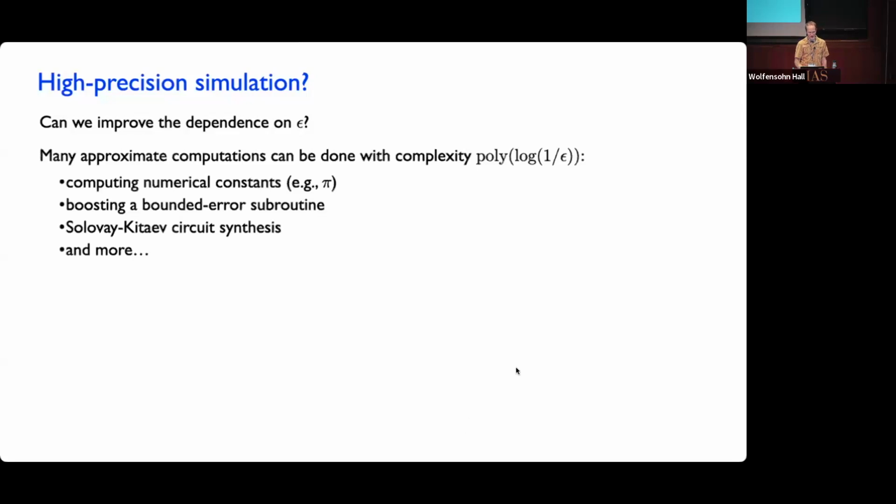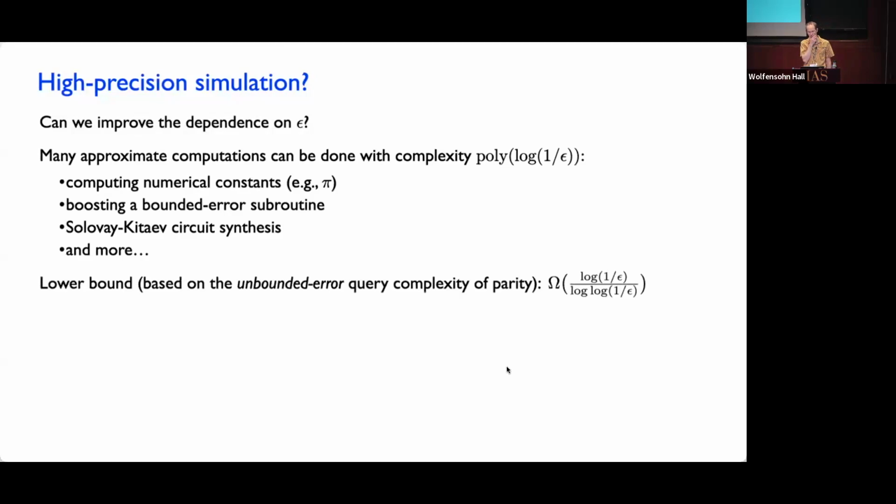We have lots of approximate computations that can be done to within epsilon with poly log 1 over epsilon overhead. And so that would be a nice thing to be able to achieve. But that's very far from what we have so far.